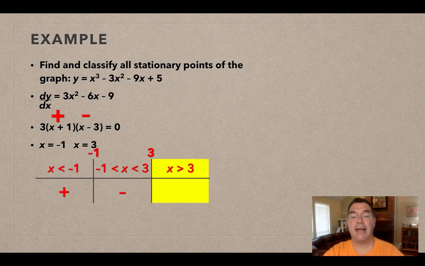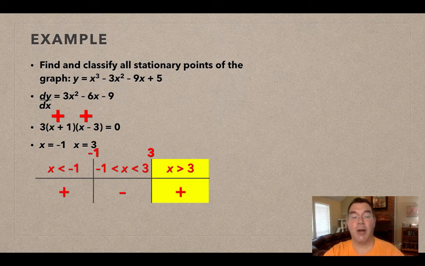Then I move on to the last section. Pick a number that is bigger than 3, plug it into the factored form of the derivative. The first factor will stay positive, and the second factor will become positive. So that means my derivative is 3 times a positive, so the whole derivative is going to be positive.